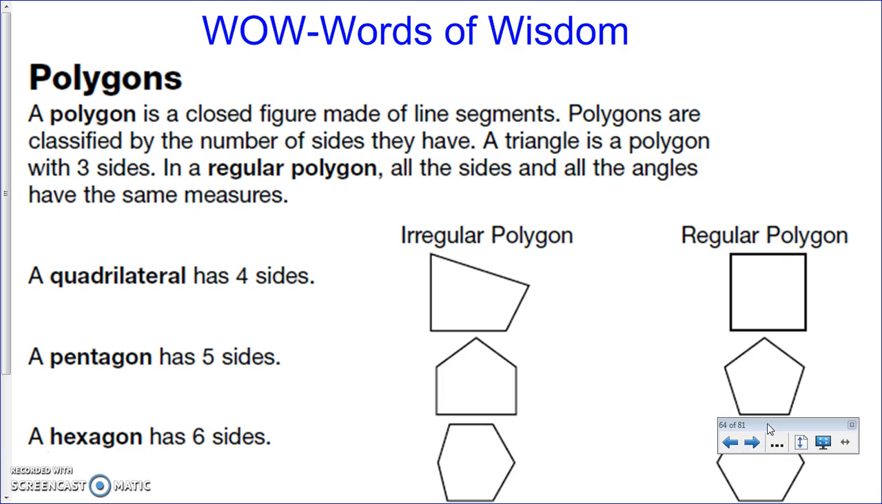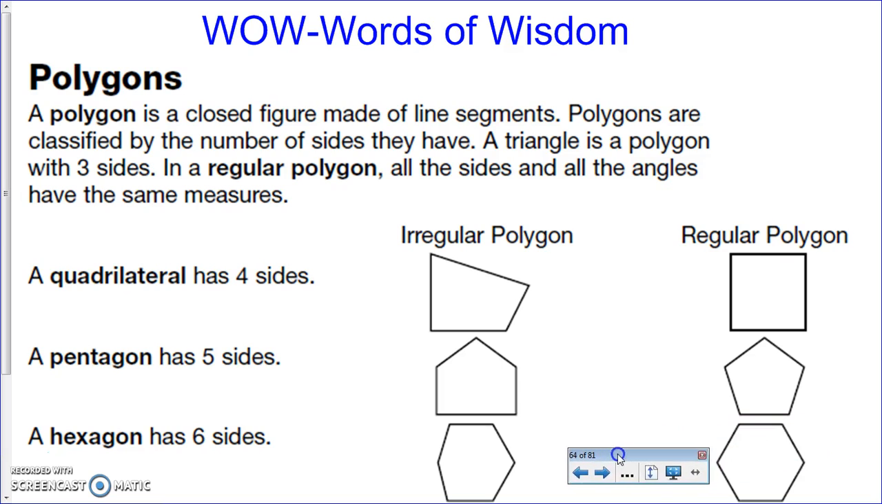Polygons. A polygon is a closed figure made of line segments. Polygons are classified by the number of sides they have. A triangle is a polygon with 3 sides. In a regular polygon, all the sides and all the angles have the same measure. A quadrilateral has 4 sides.